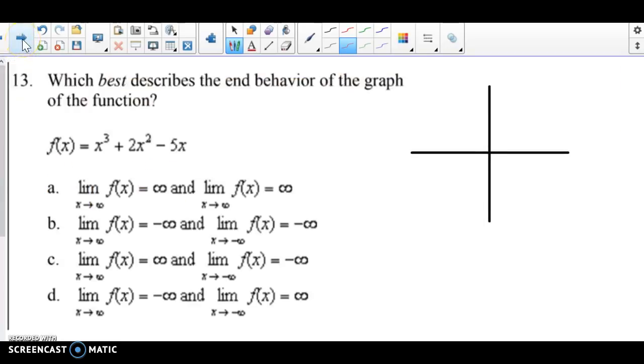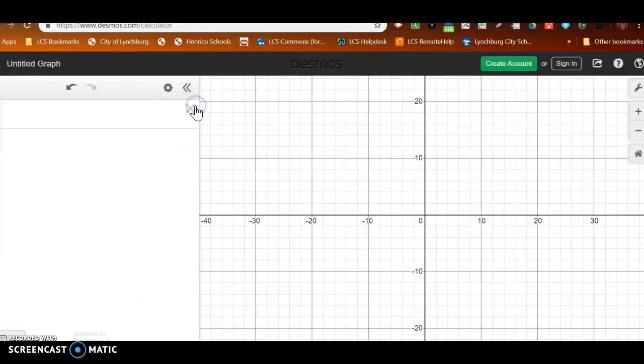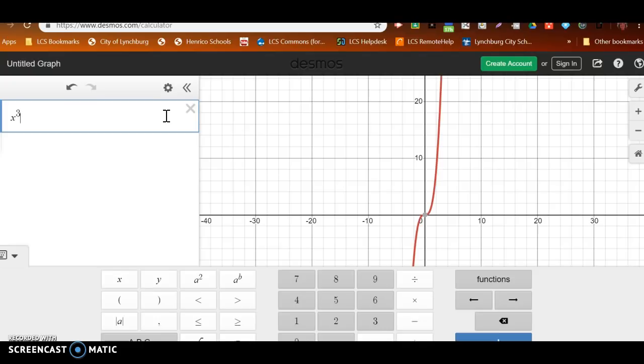For number 13, we want to know the end behavior. So I'm going to graph this equation in my calculator or in Desmos. It doesn't matter. If you're graphing it in your calculator, remember you're going to y equals. So when we go to Desmos, x cubed plus 2x squared minus 5x.